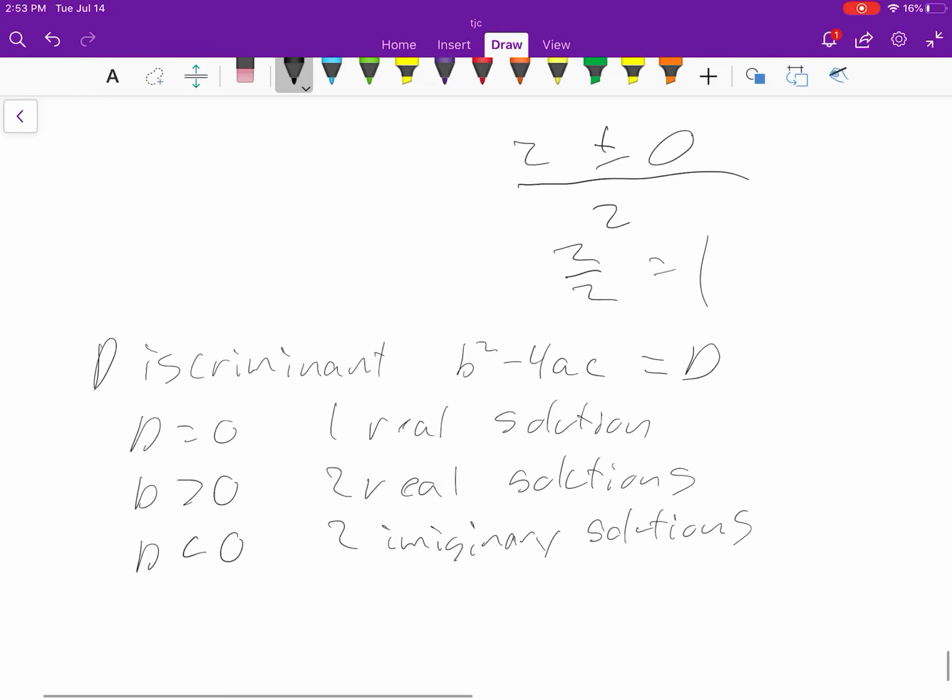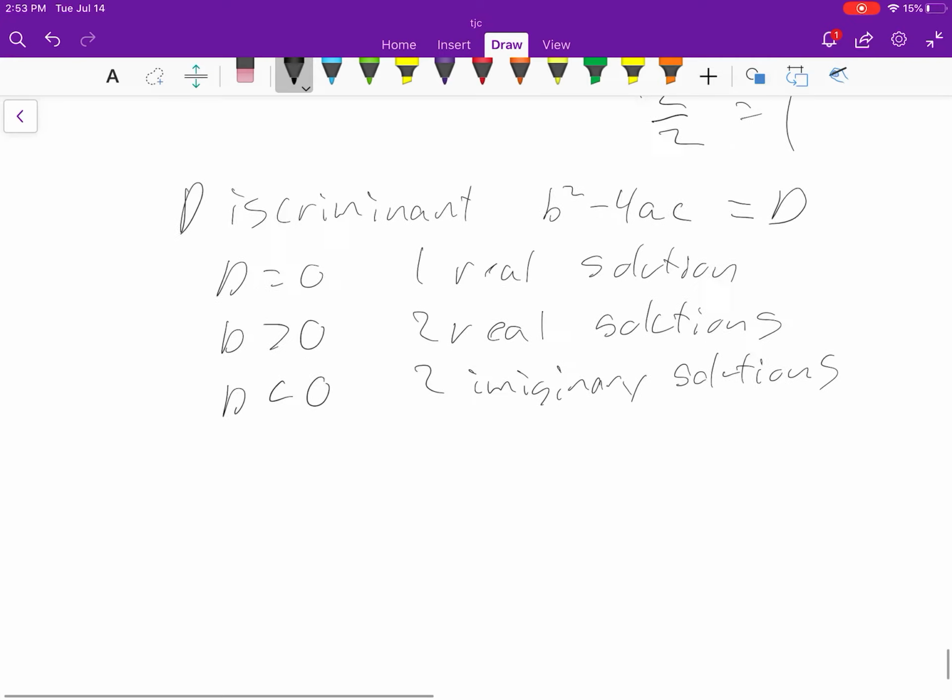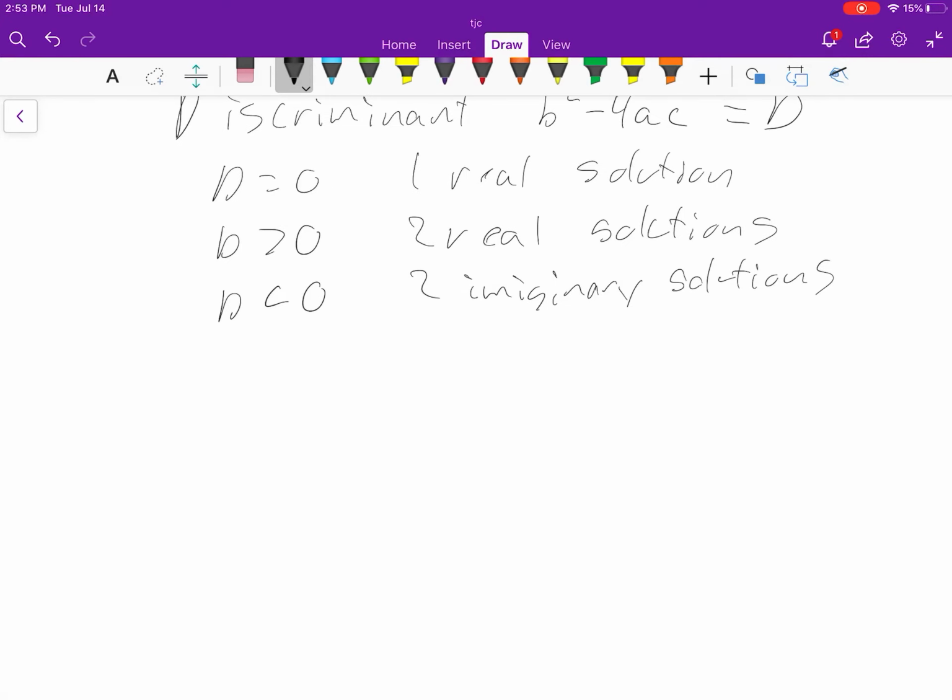And some of these problems are just going to be asking you not to actually use the quadratic formula. Just tell them whether you have one real solution, 2 real solutions, or 2 imaginary. And you do that by just examining the discriminant. Okay? Discriminant. Okay.